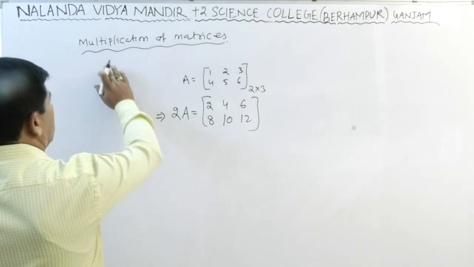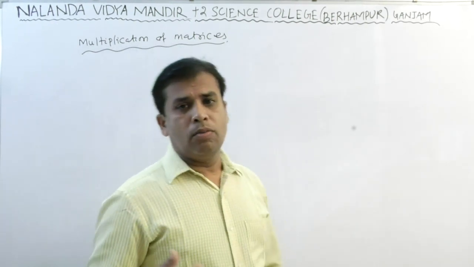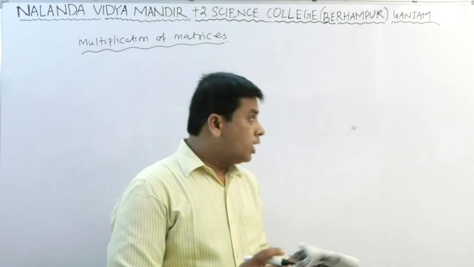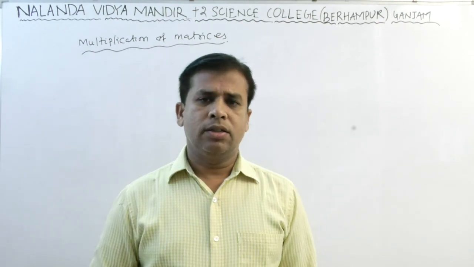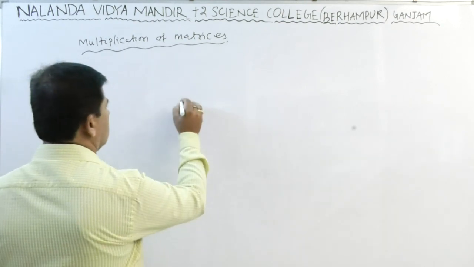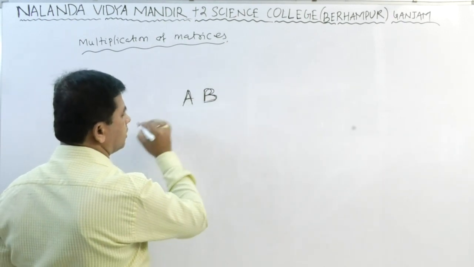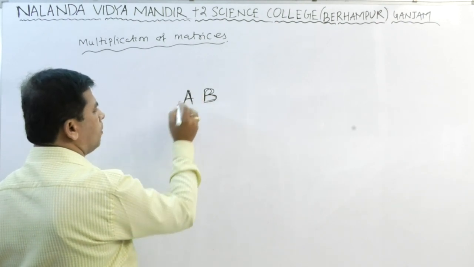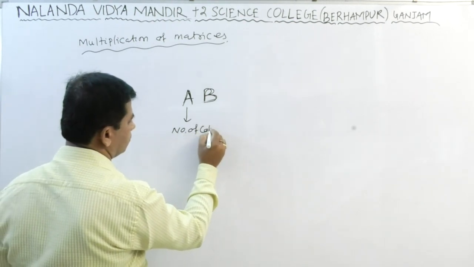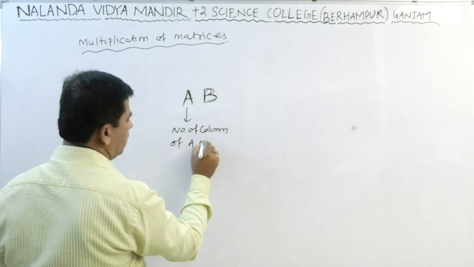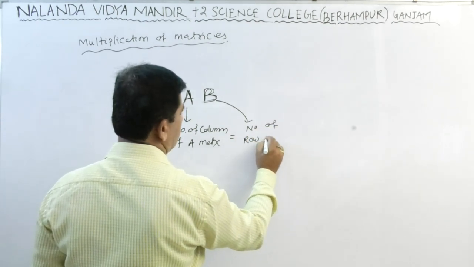Now, the second one is multiplication of matrices. Multiplication of matrices means if we multiply two or more matrices, that is known as multiplication of matrices. We can multiply any two matrices only if they follow a rule. For example, the matrix A multiplied by the matrix B. If A is multiplied with B, then the condition is that the number of columns of matrix A is equal to the number of rows in matrix B.